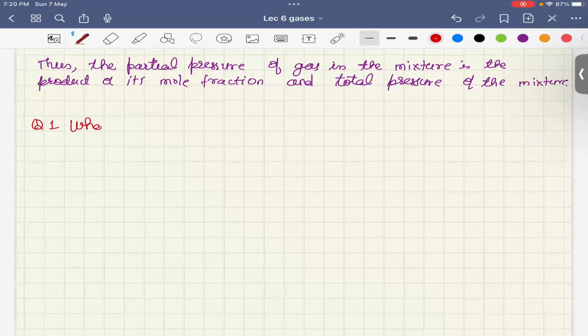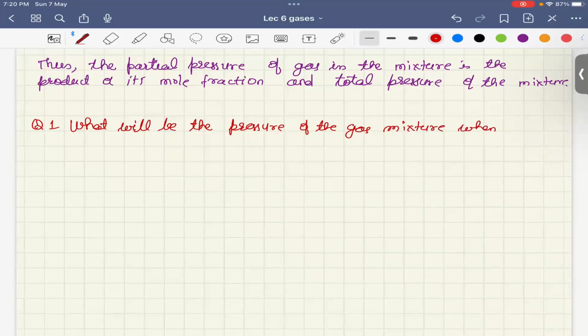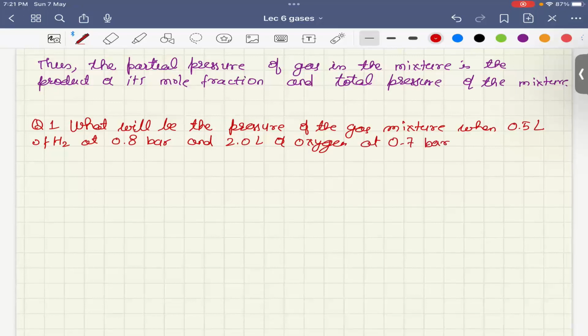What will be the pressure of the gas mixture when 0.5 liters of hydrogen at 0.8 bar and 2.0 liters of oxygen at 0.7 bar are introduced in a 1 liter vessel at 27 degrees centigrade.